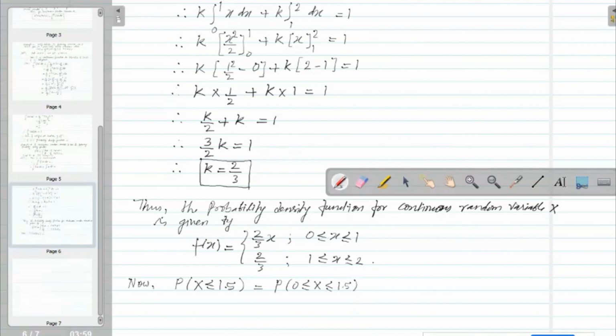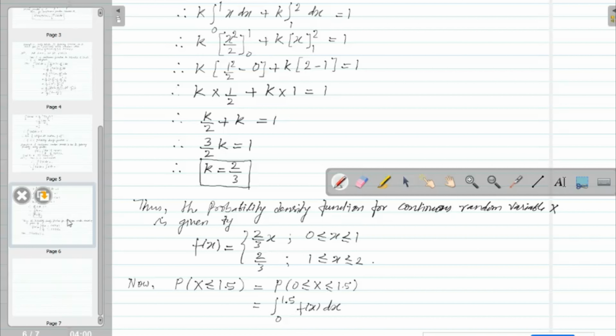Your probability will be like this, and this equals what? Integration of limit 0 to 1.5 f of x dx. Now we break this function into two parts. First we break 0 to 1 and 0 to 2. Okay, now we will go to the next page.